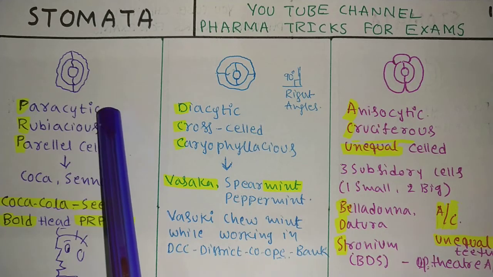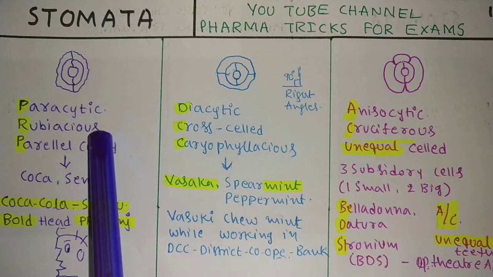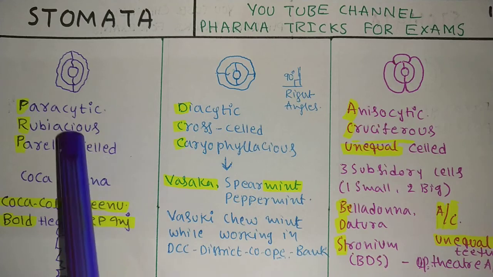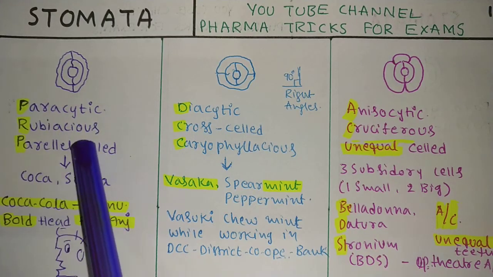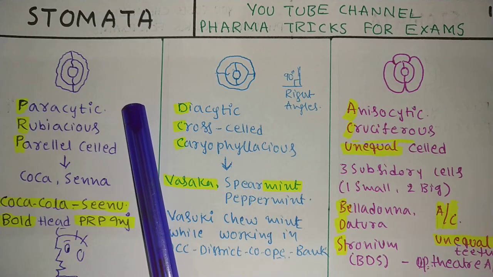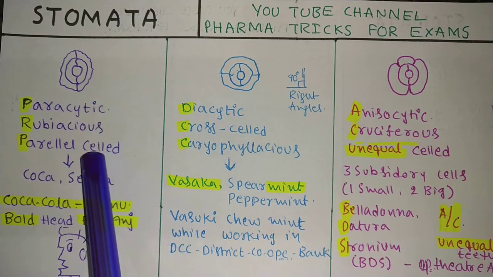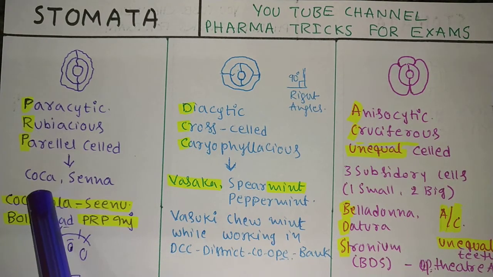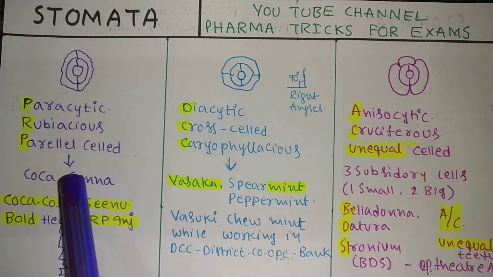Parasitic is also called rubiaceous stomata, also called parallel-celled stomata. In the exams, they will ask in the form of synonyms. Parasitic, rubiaceous and parallel-celled are all the same. This type of stomata you can find in the leaves of coca and in the leaves of senna.